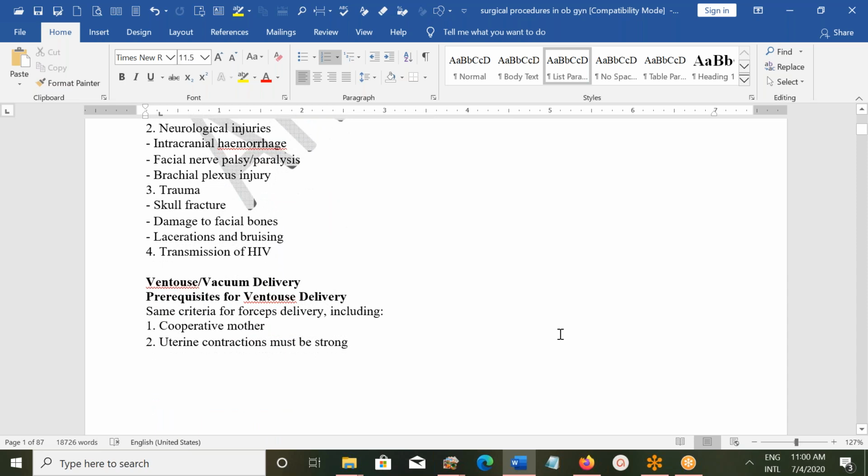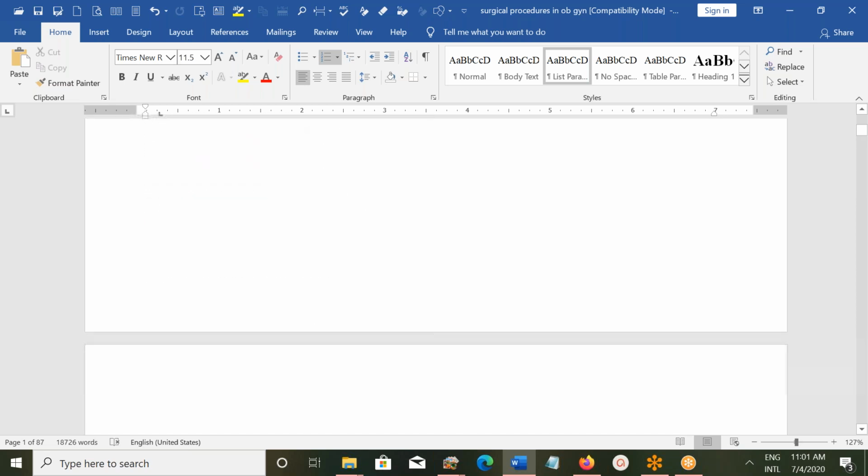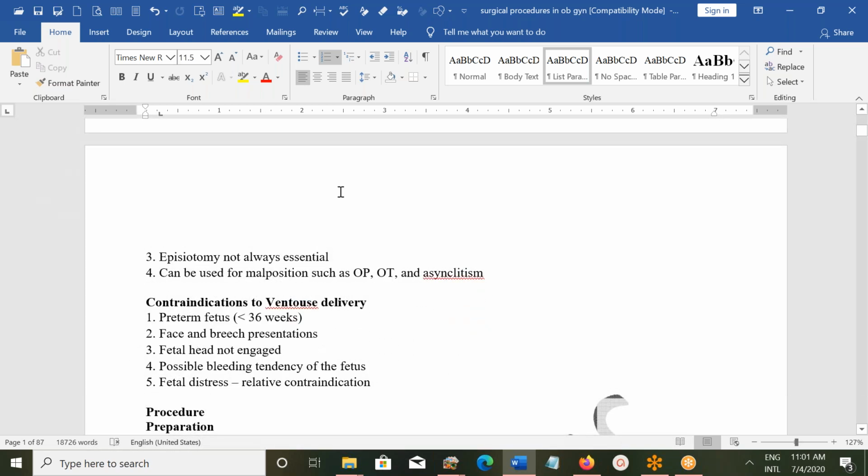For ventouse delivery, the prerequisites: a cooperative mother, and she must be having uterine contractions, and they should be strong, because in vacuum delivery you need maternal effort also.